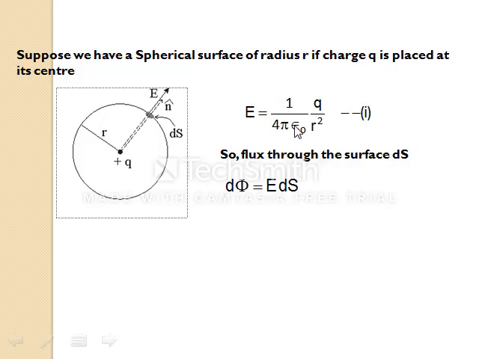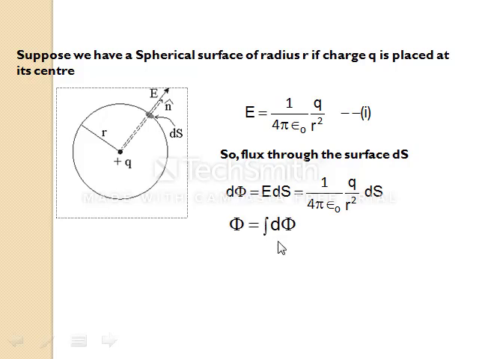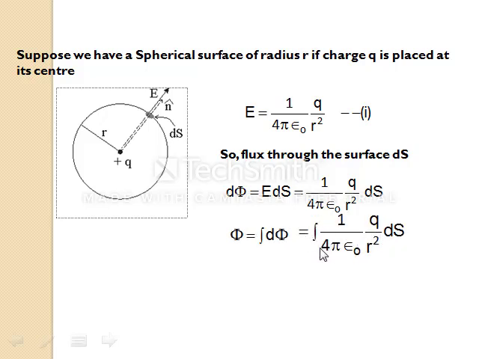Put the value of this E from equation 1. Write it down this way. For net flux through this surface, we'll have to integrate this d phi. So net flux phi is integral d phi, this way. Put the value of d phi from this above equation. We have just substituted the value of d phi from this equation over here.